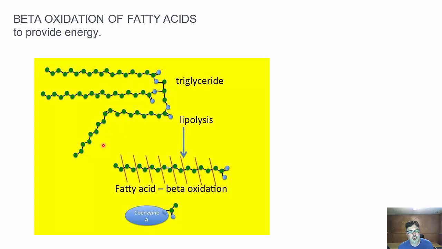The catabolic function of the liver is the breaking down of the fatty acids through what we call beta oxidation. So this beta oxidation will break apart these carbons, and that's going to release the energy, giving us another energy source that the liver can supply.